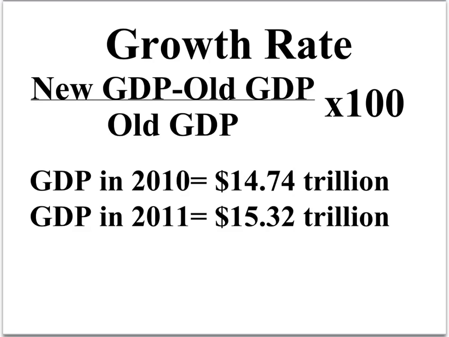So we're going to use two numbers: the GDP in 2010, which was $14.74 trillion, and the GDP in 2011, which is $15.32 trillion. The new GDP would be 2011 because it's closer to today, and the old GDP would be 2010, which would be the date that's farther away from today.